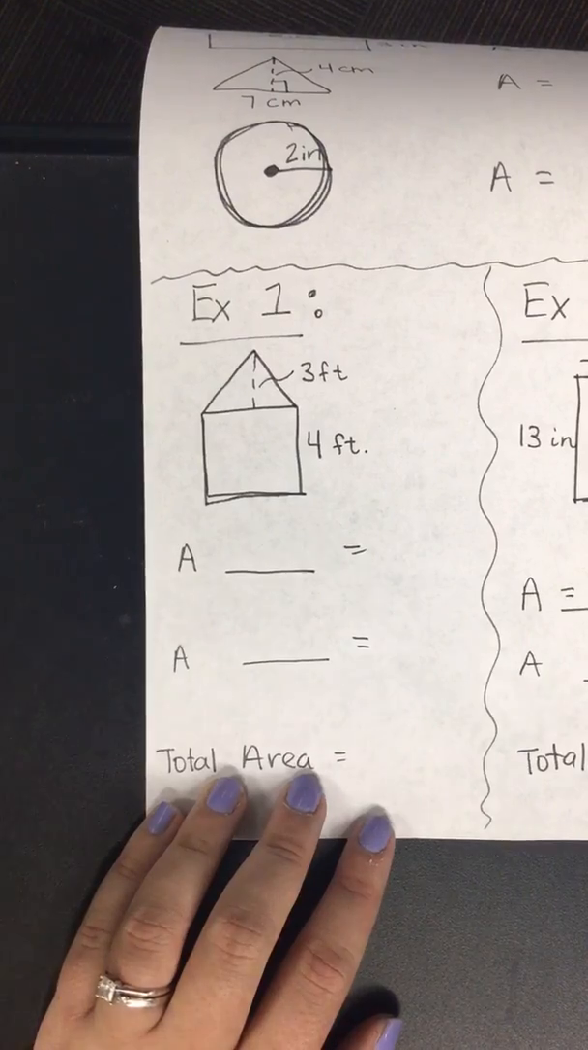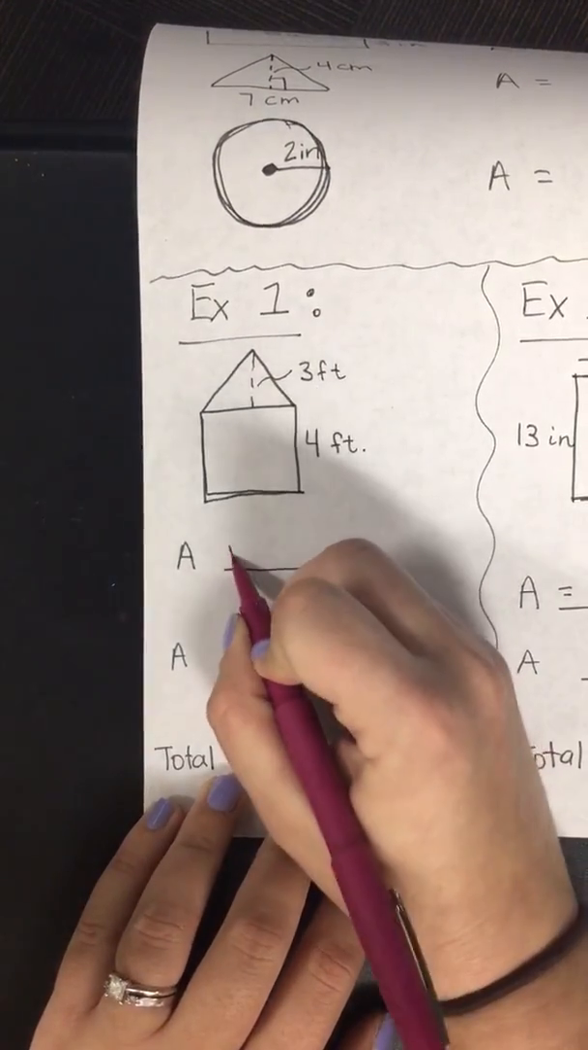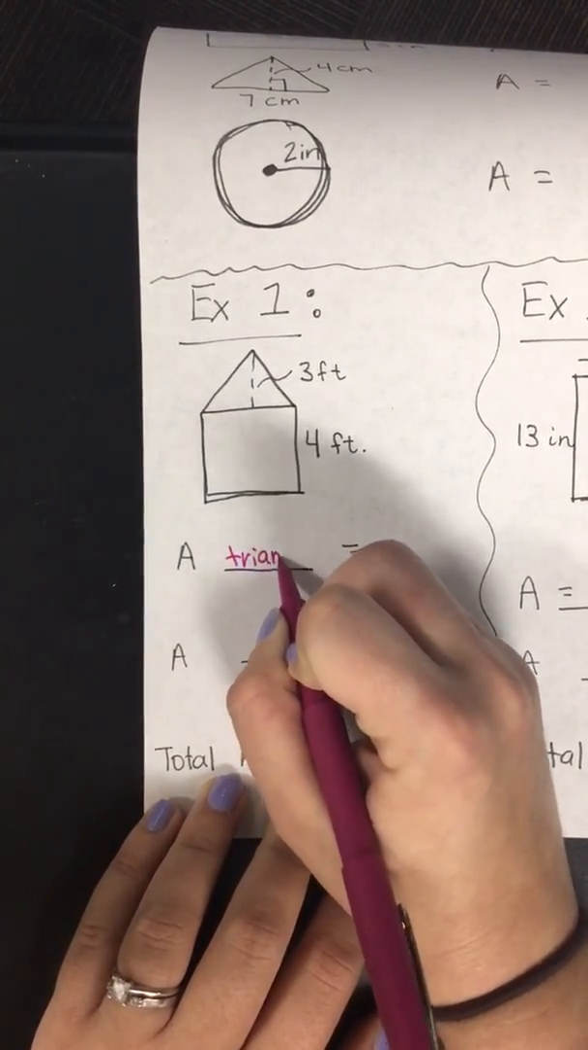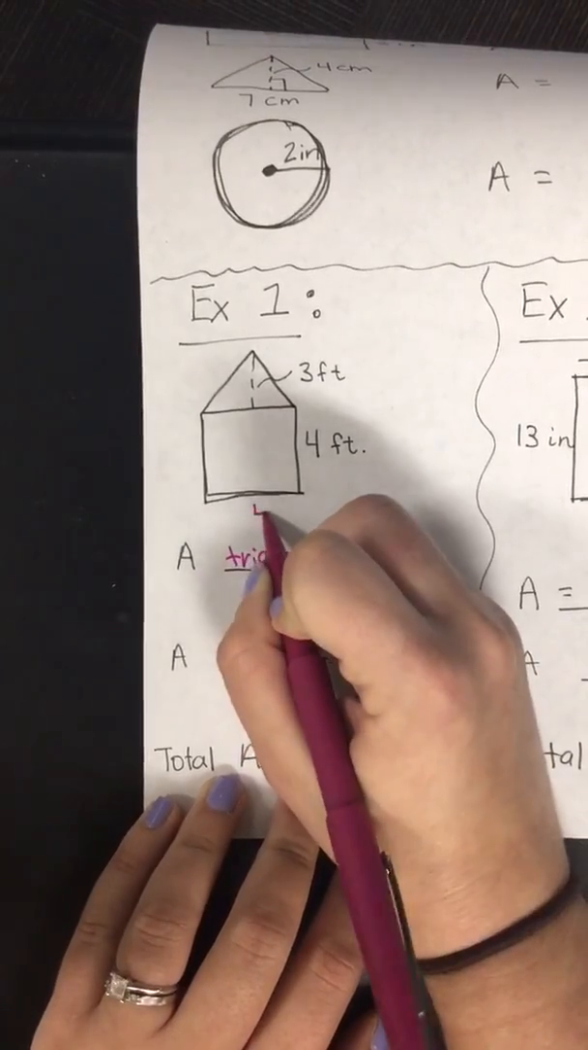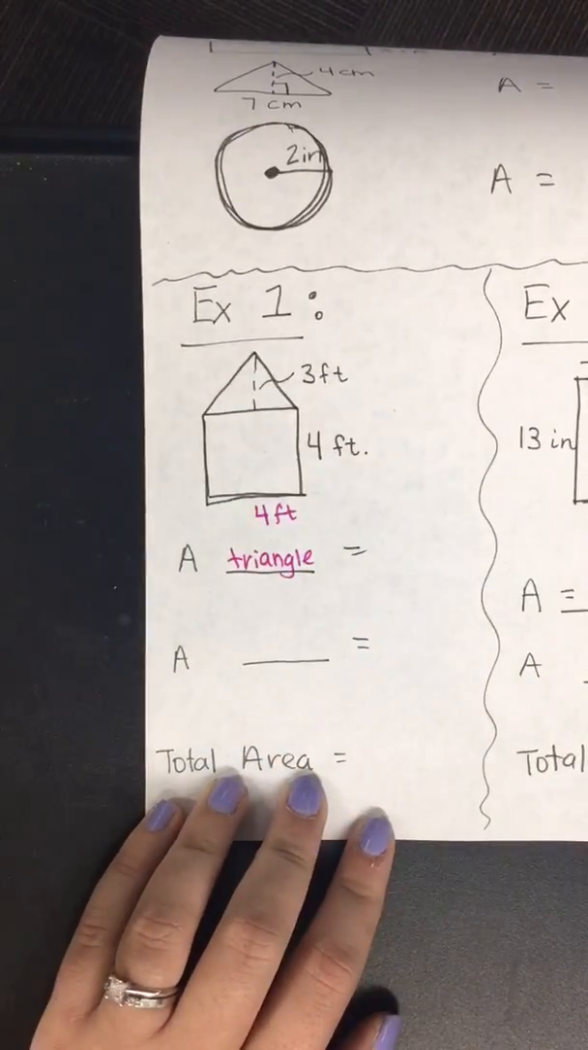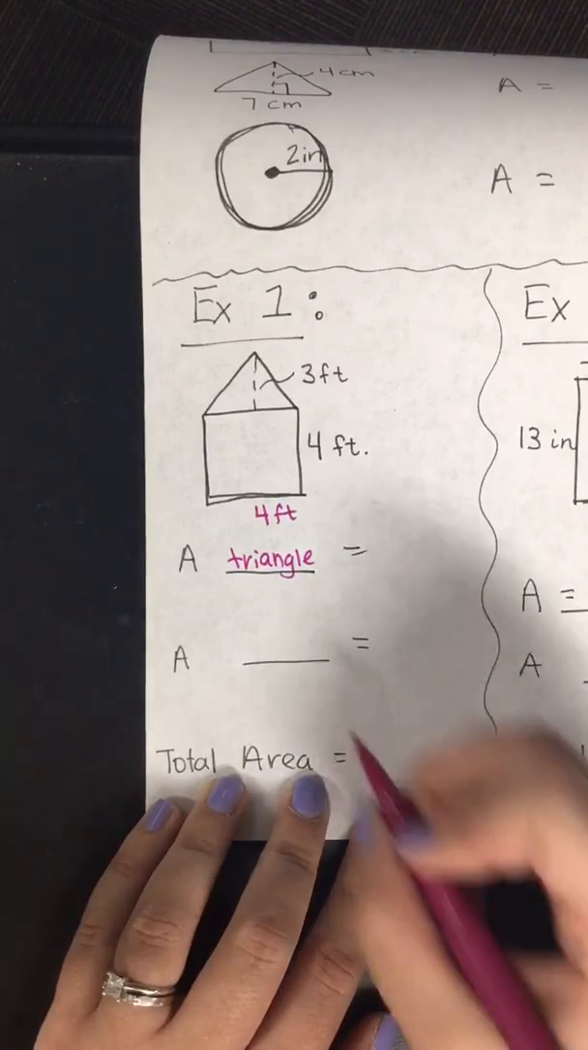I see a triangle. Okay, triangle. What's the other shape? Square. And remember, we're assuming this is a square since Miss Lemongood forgot to label that bottom part. Okay?